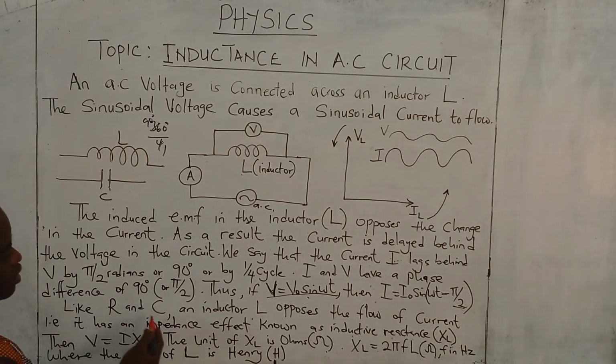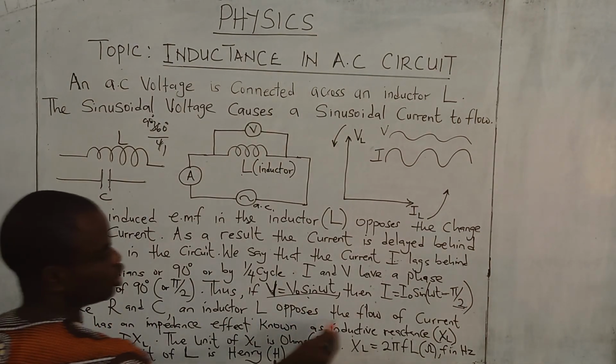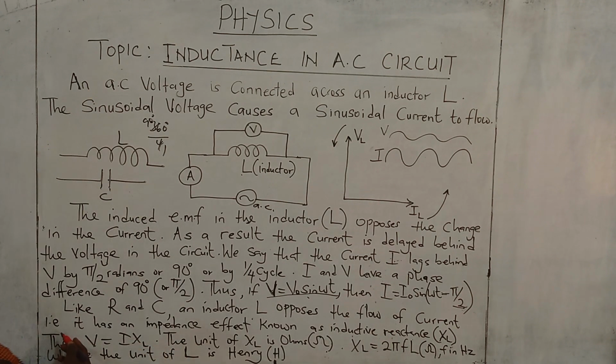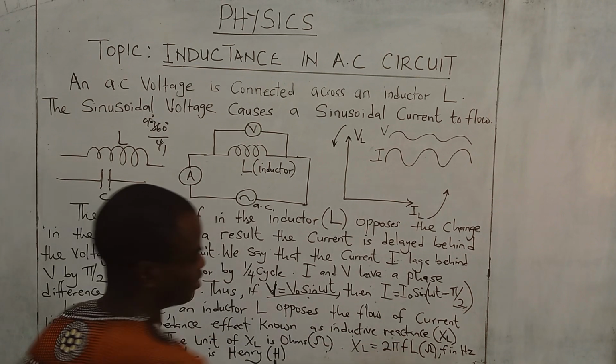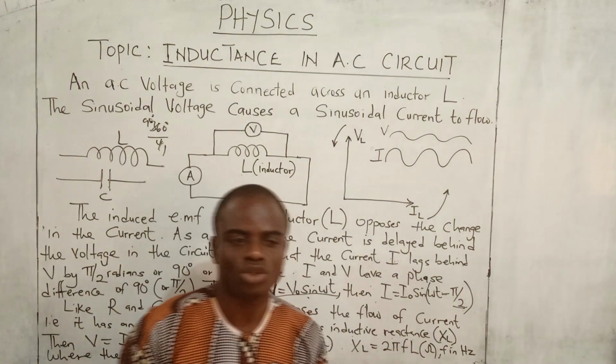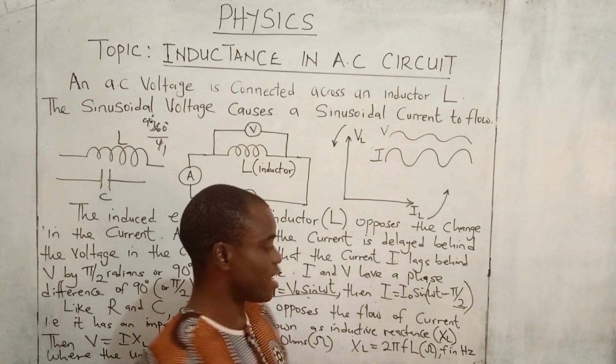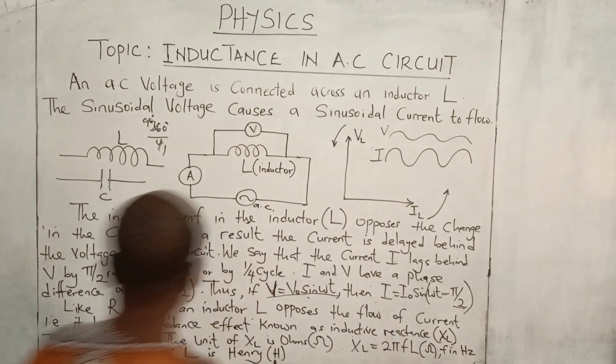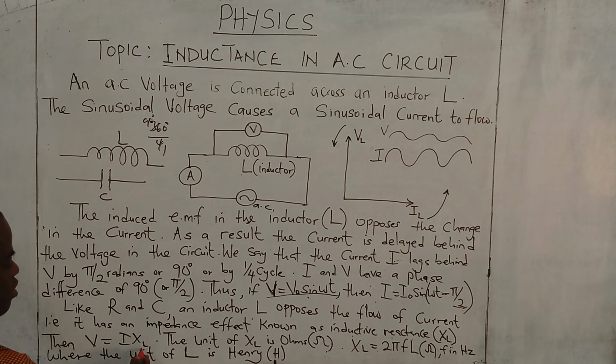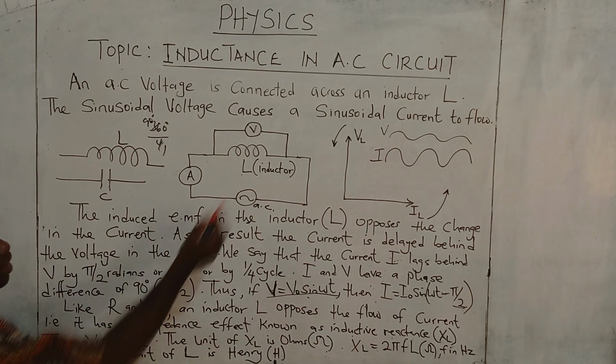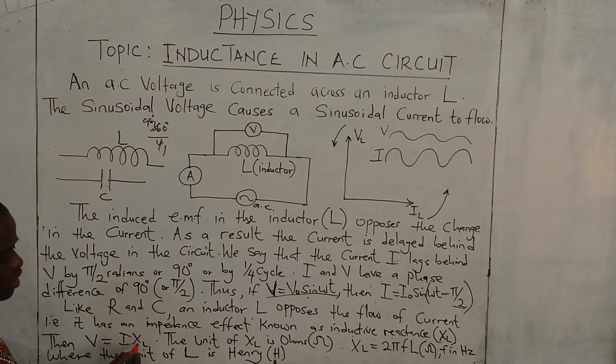Now, like R and C, an inductor L opposes the flow of current. That is, it has an impedance effect known as inductive reactance. Under an inductor, we call it inductive reactance XL, and the unit is ohms. Then V equals I XL. Instead of Ohm's law, V equals IR, under an inductor you change that resistance to inductive reactance. You change it to inductive reactance and not resistance.